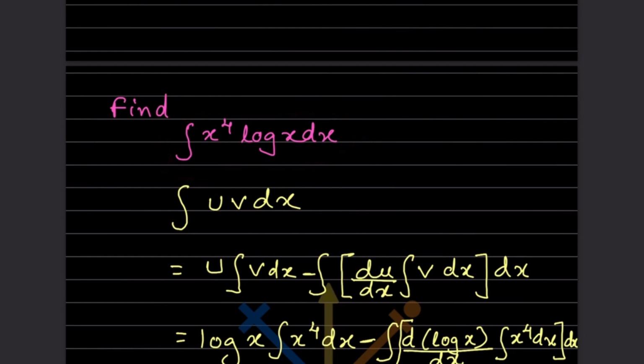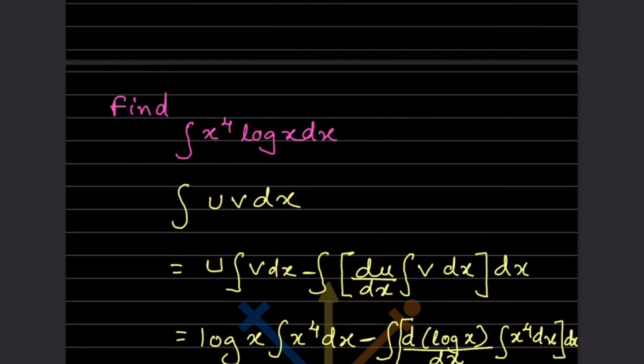Here, this will be the integration of u into v dx. So this is the formula. Let's go to this formula. Here, which should we consider as u and which as v? You know the rule, from here, which should be u and which should be v.